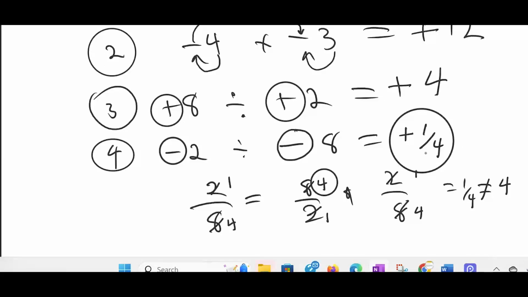This will be the end of this video. In another video, we will look into the second rule, that is combining different signs together.